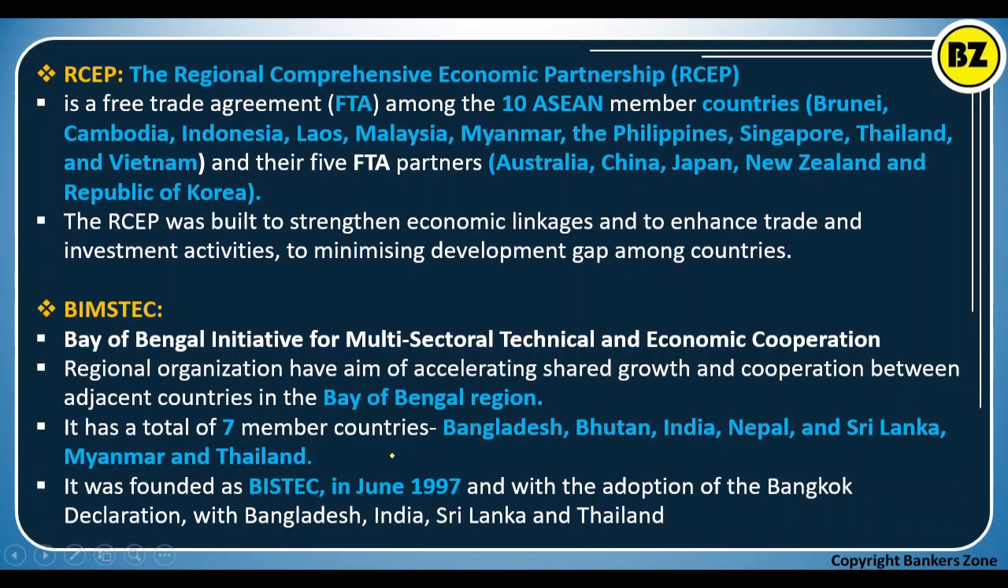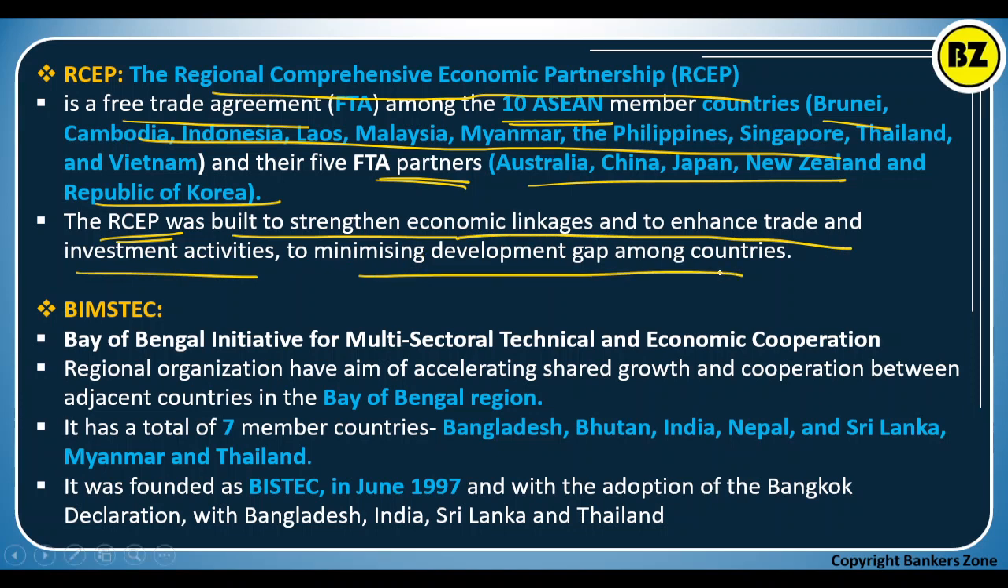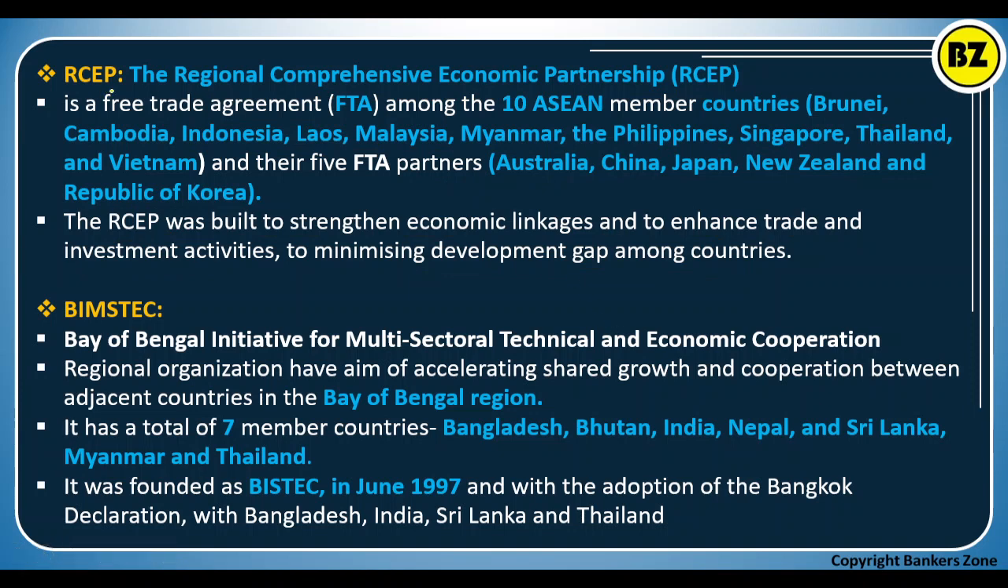Now RCEP stands for the Regional Comprehensive Economic Partnership. It is a free trade agreement, FTA, among 10 member nations. You can just read the names here. Then they have FTA partners. These are their FTA partners. RCEP was built to strengthen economic linkages, to enhance trade and investment activity, and to minimize the gap among developed and developing countries. So you can remember the RCEP full form. You don't need to remember much more about RCEP. It is the Regional Comprehensive Economic Partnership.